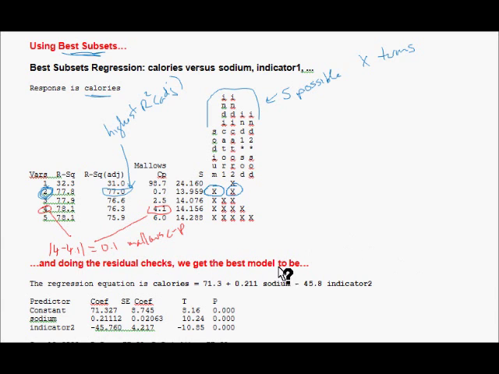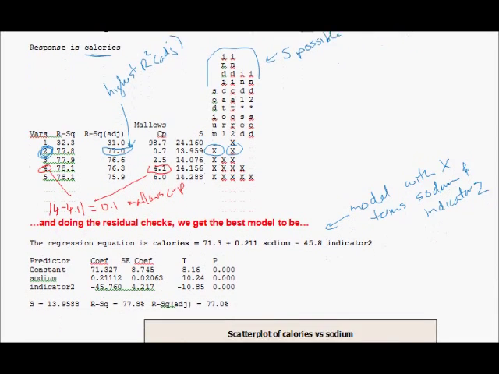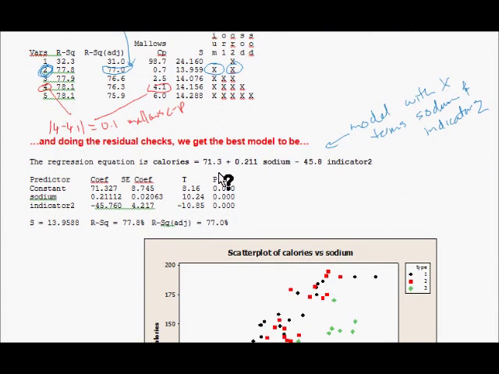So here's the model with the X terms, sodium and indicator 2. And actually, if you do all the checks, we're not going to worry about it, but if you do all the checks, it is kind of the best model out of the group. So there's the model. Notice here all the p-values, you got good p-values. If we do the other checks too, it turns out the residuals look good and everything. We got a pretty good R squared. It explains about 78% of the variation.